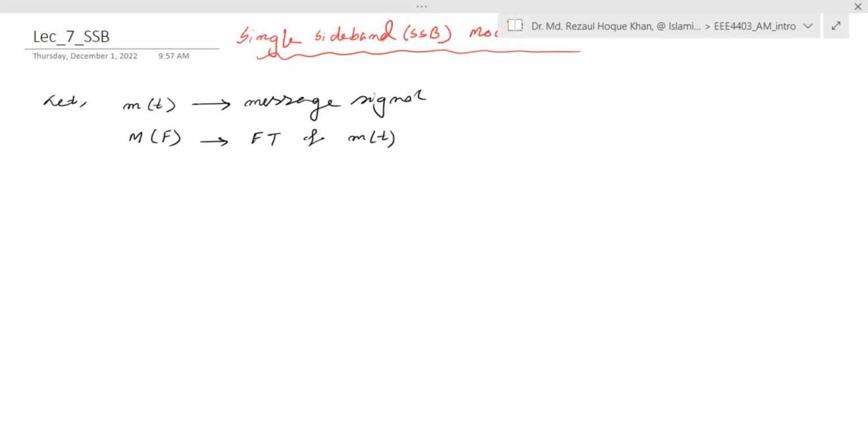We will use a modulation technique similar to our DSB, double sideband suppressed carrier. Our message signal is baseband, so we can see how M(f) looks. This is M(f), the Fourier transform of the message signal. Here, f_m is the maximum frequency, so it spans from minus f_m to f_m.